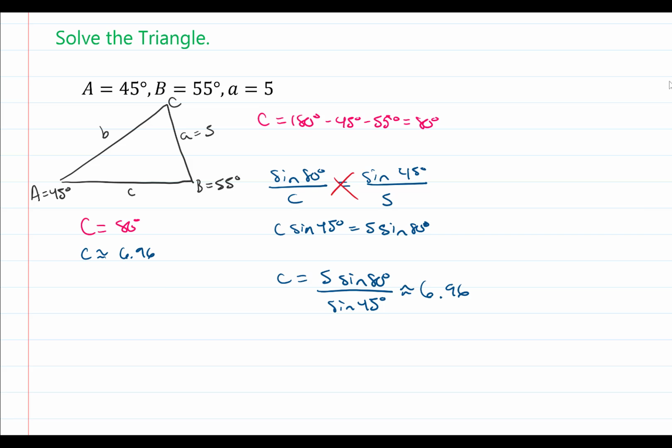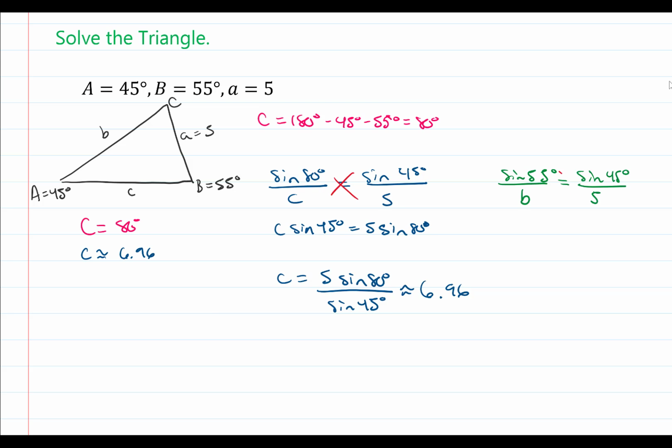Finally, I need to find the value of side B. To do this, I'm going to repeat the process using the law of sines. So sine of angle B, which is 55 degrees, over side B, which is unknown, is equal to, and now I need to use angle A and side A. I choose that over angle C and side C because 6.96 units was an approximate value, whereas angle A and side A are exact. So this will be equal to the sine of 45 degrees over 5.